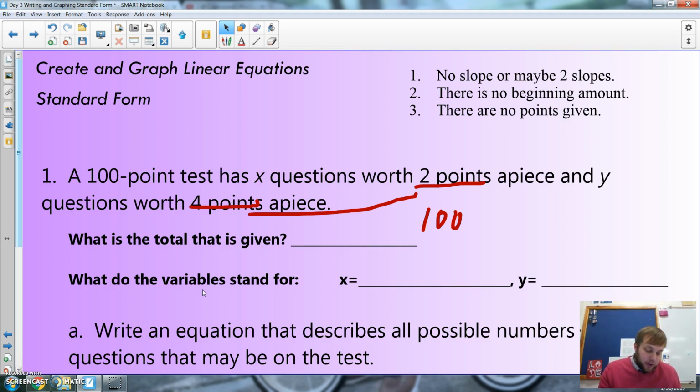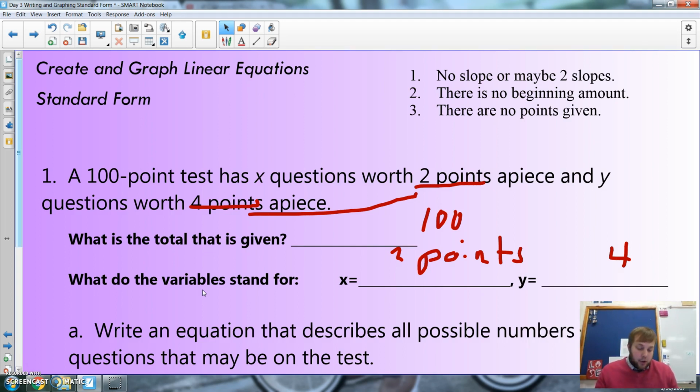What do the variables stand for? Well, x is going to be the 2 points. And y is going to be the, I'm sorry, my page is slightly off, the 4 points. All right, write an equation that describes all possible outcomes.